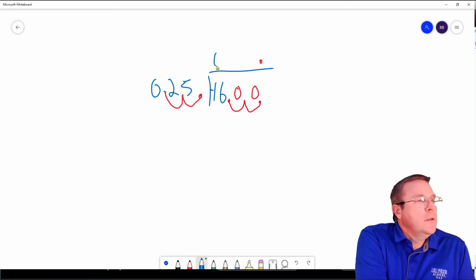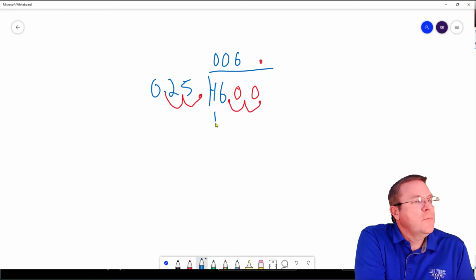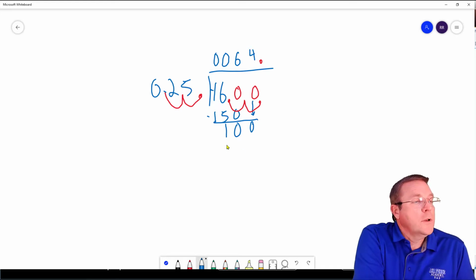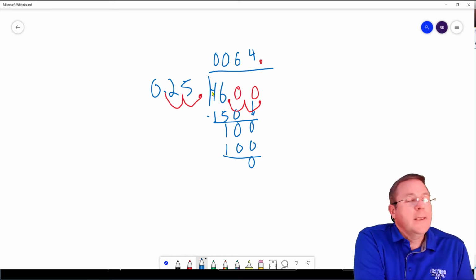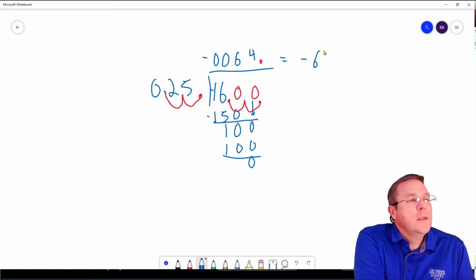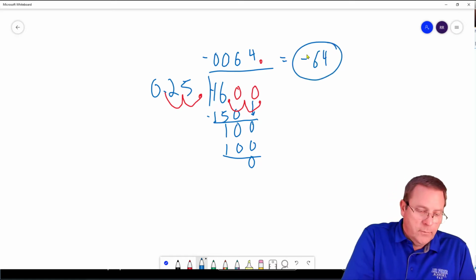25 goes into 1 0 times, goes into 16 0 times, but it goes into 160 6 times, and 6 times 25 is 150, and that leaves me 10 left over. Bring this other 0 down, need a line there, and then 25 goes into 100 4 times, with 4 times 25 being 100, with nothing left over. A negative divided by a positive is a negative, so our final answer is going to be a negative 64.